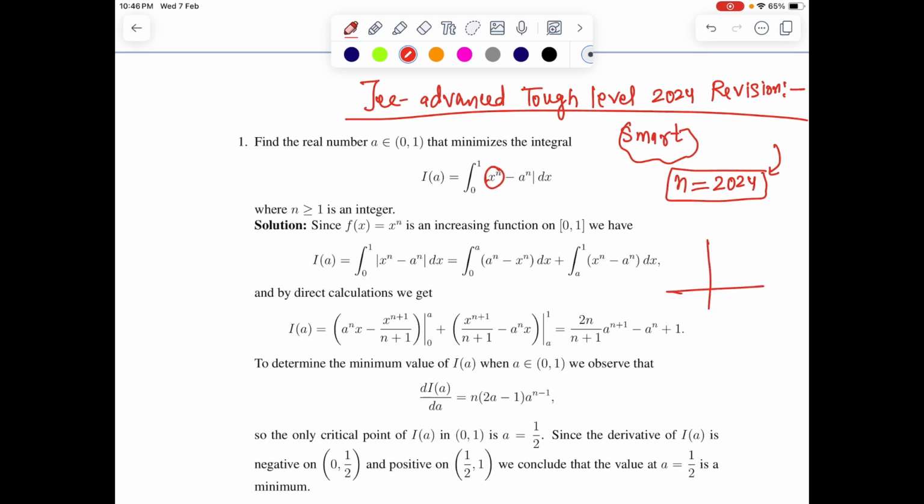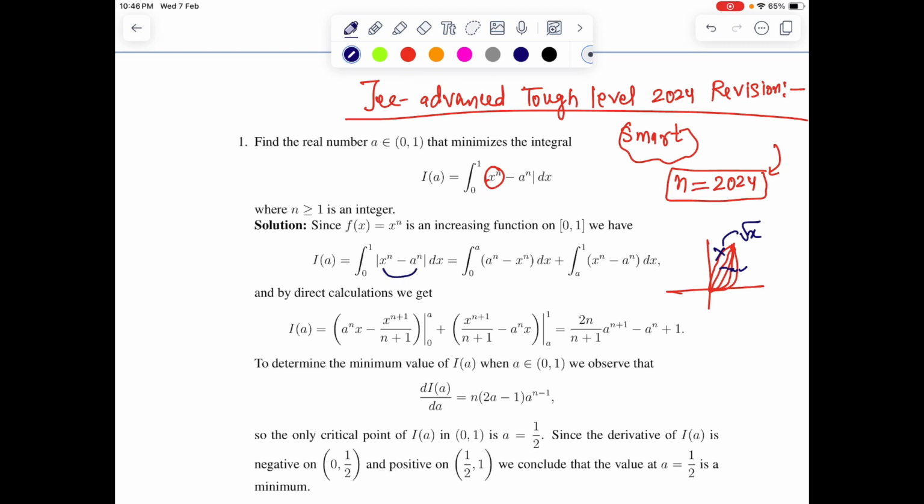Since f of x, I can take this as x to the power n. And it's an increasing function for any n between 0 and 1. So depending upon the values, x square, x cube, x to the power 4, y equals x to the power half will be this, but mainly we are concerned with the integral values. So this is corresponding to root x. For all these values, it's a strictly increasing function, n x^(n-1).